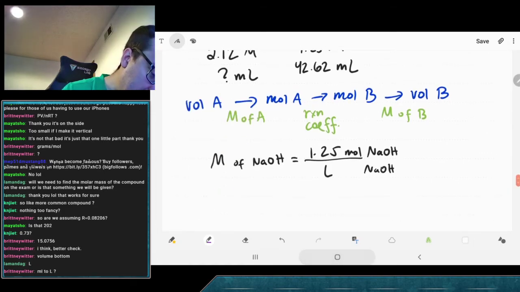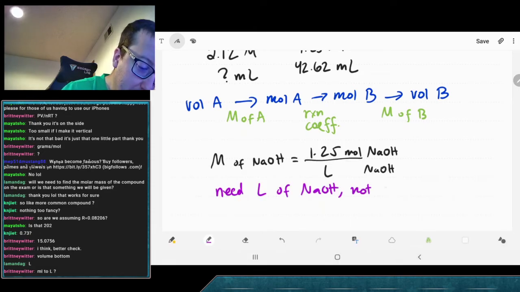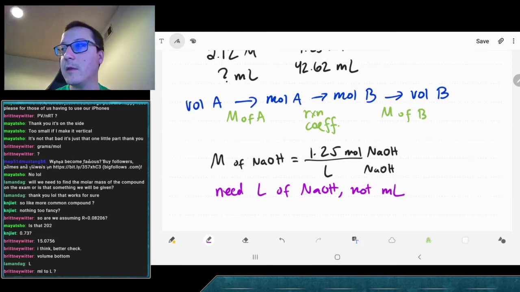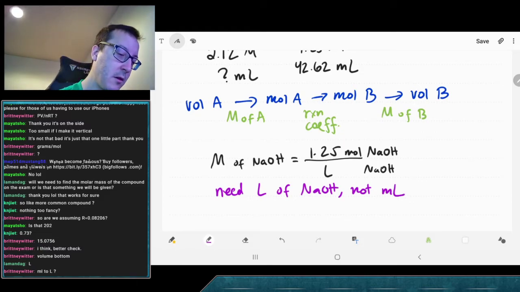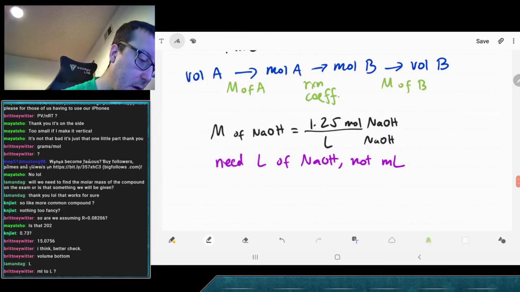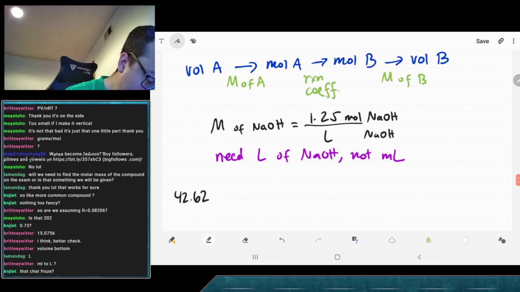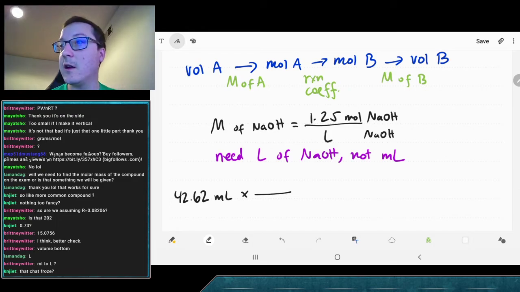We need liters of NaOH, not milliliters. That's just the little aside here. So if we're going to set this up, 42.62, okay. We're going to want to get rid of these milliliters.